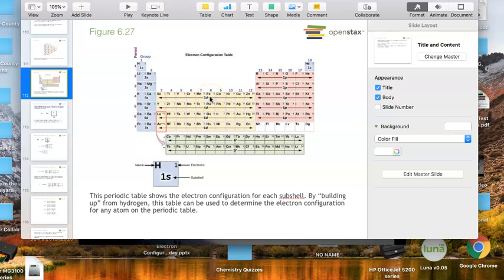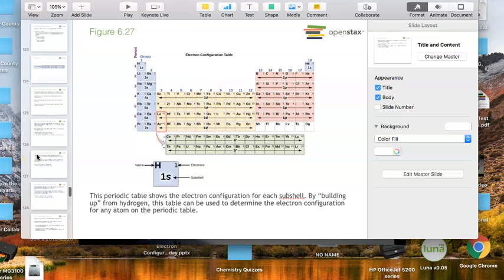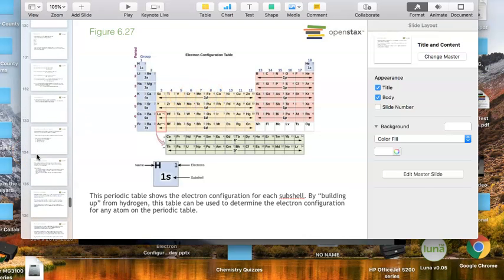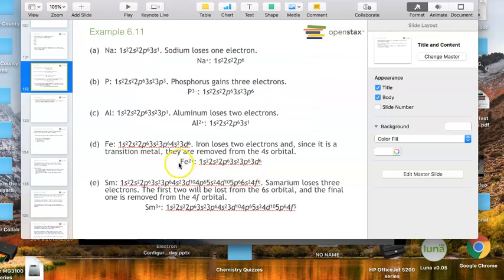I think we actually already did this one tonight as well. It's 1s2, 2s2, 2p6, 3s2, 3p6, 4s2, 3d, let's see, 1, 2, 3, 4, 5, 6, 3d6. All right, so that's its ground state electron configuration.